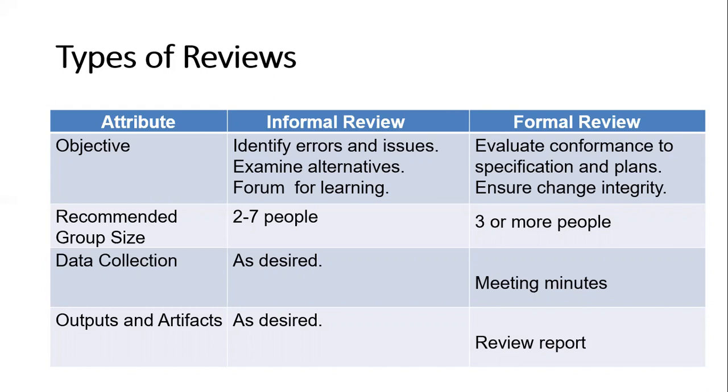When it comes to the objective of the informal review, we basically try to identify errors and possible issues, and we also try to examine possible alternatives for these errors or issues. It's a sort of learning process, because a set of people will find the errors, and then they will get together and discuss possible alternatives. So it's some sort of learning.